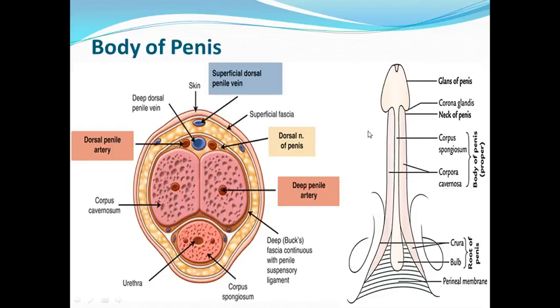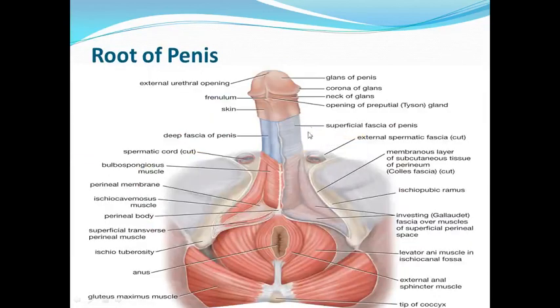So this is all about the body. And two more important things: the whole body is covered by two layers of fascia. The outermost is the superficial fascia of the penis, the outer covering, which is generally loosely arranged areolar tissue, and there is no fat. It is completely devoid of fat. It contains some muscle fibers, but it has no fat.